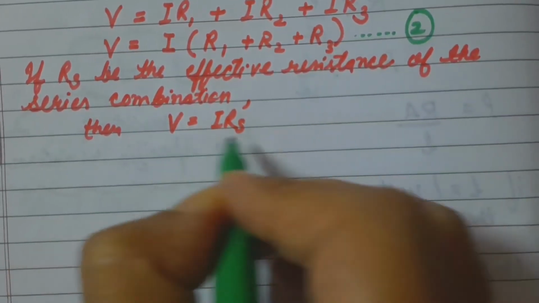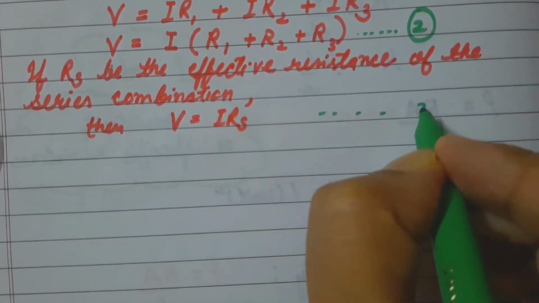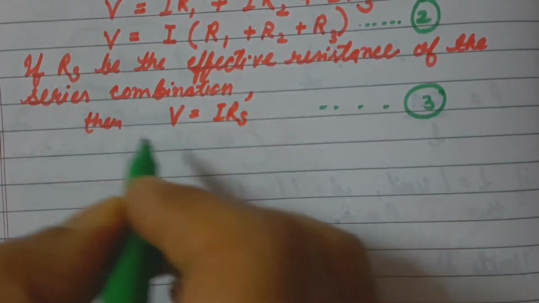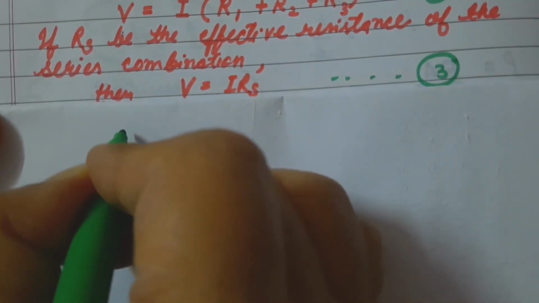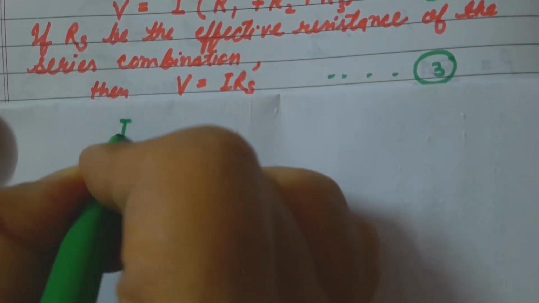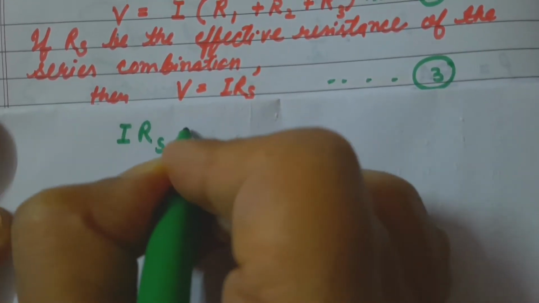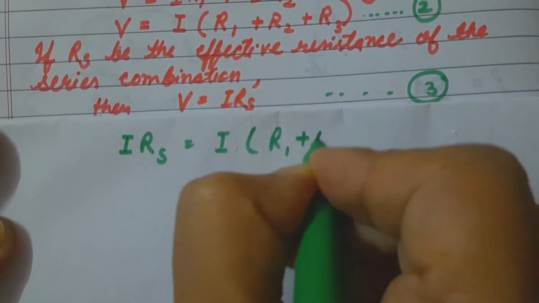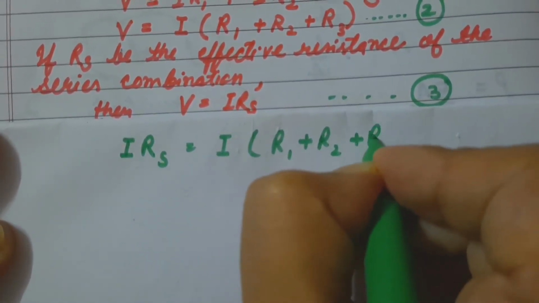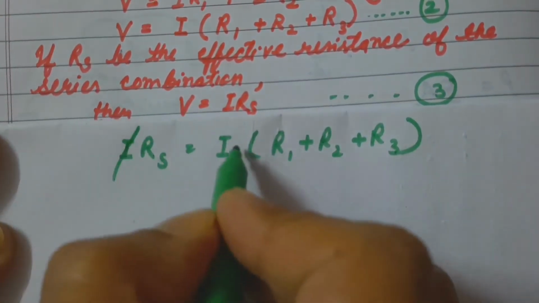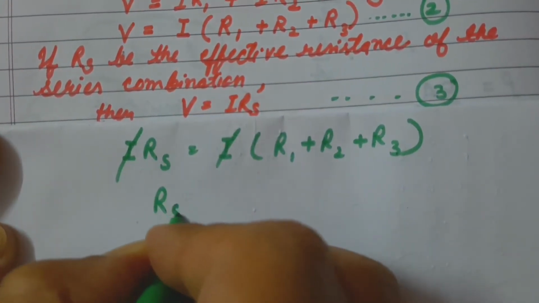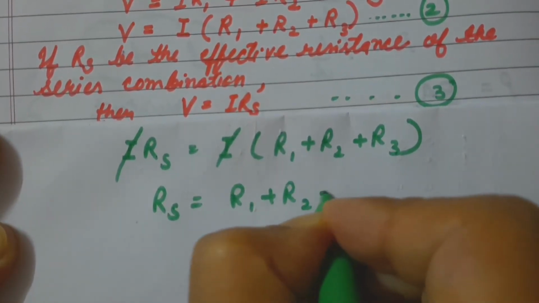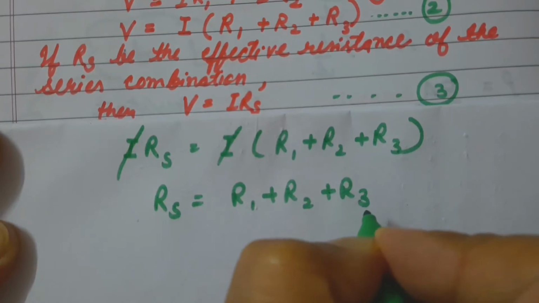Now from Ohm's law it will be the third equation. From equation 2 and 3 we will fill the value of V. Equation 2 becomes IRs equal to I common R1 plus R2 plus R3. I will cancel out and it will become Rs equal to R1 plus R2 plus R3.